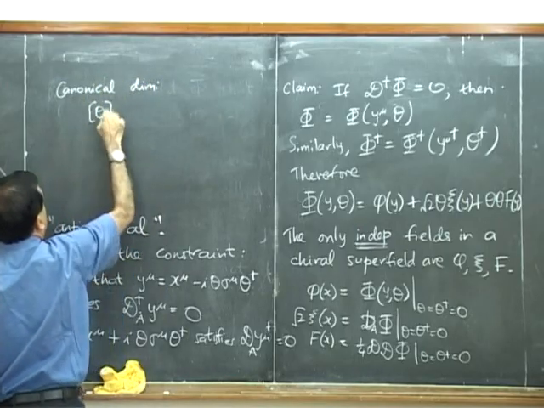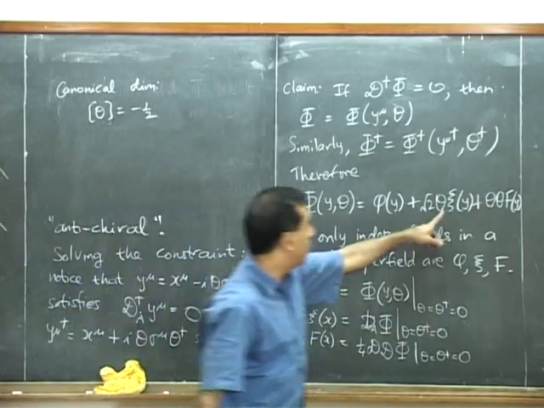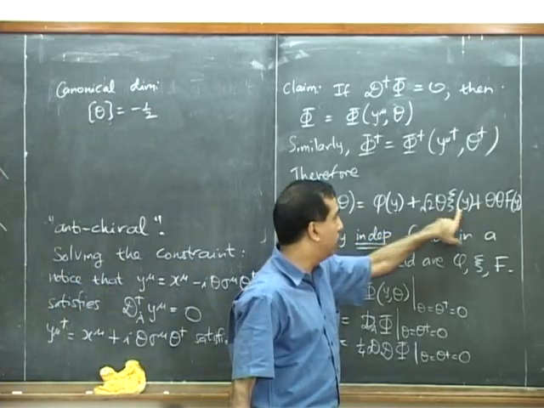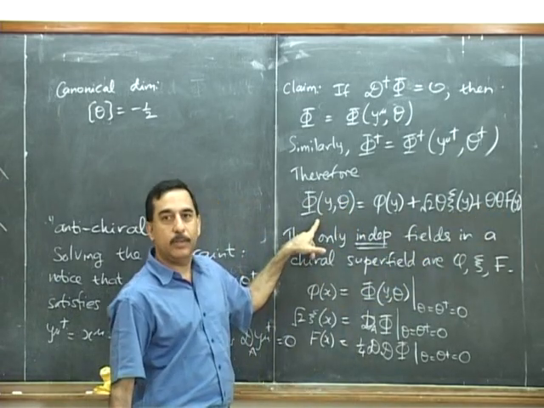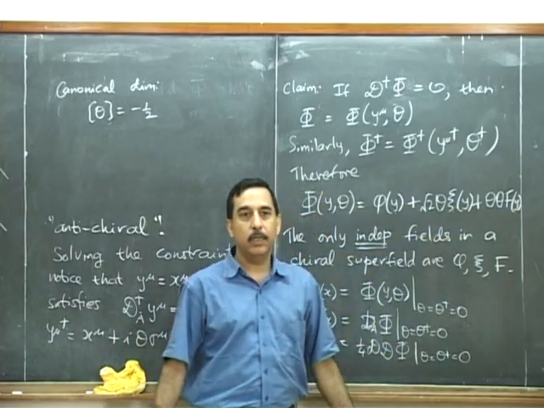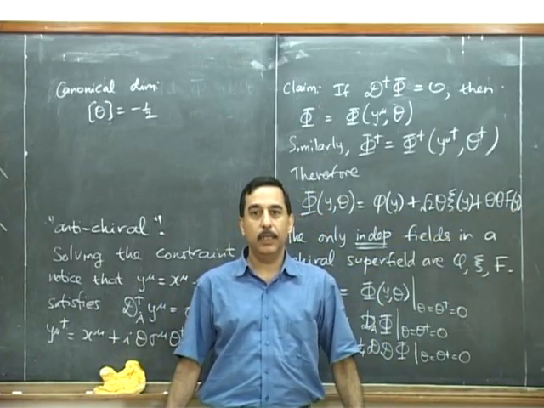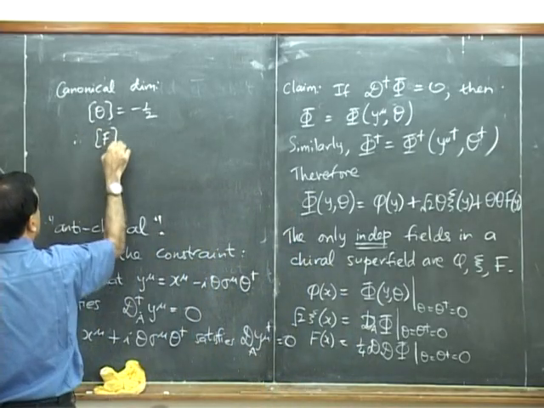Theta is -1/2. If theta is -1/2, this is 3/2, so that works fine. But look at this term, -1/2. The whole thing is +1. So the canonical dimension of f must be 2. Okay. Therefore, the canonical dimension of f is 2.